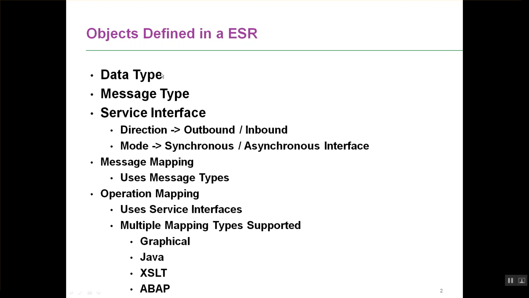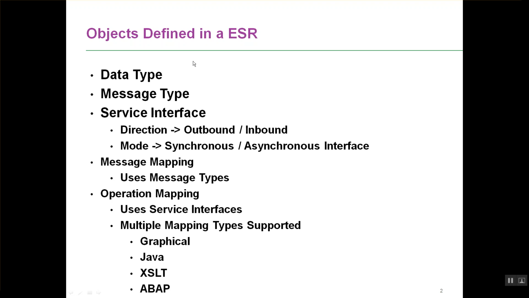We will look at this in detail, but at this point, it suffices to say that a data type is the definition of the structure of the message that you're going to be exchanging. Message type is an encapsulation of the data type. So a message type uses a data type. There's nothing much to it except that. A service interface, remember we just touched upon that in the previous slide, is of critical importance here. A service interface has a direction, whether it is an outbound service interface or an inbound service interface. A service interface has a mode, whether it is a synchronous interface or an asynchronous interface.